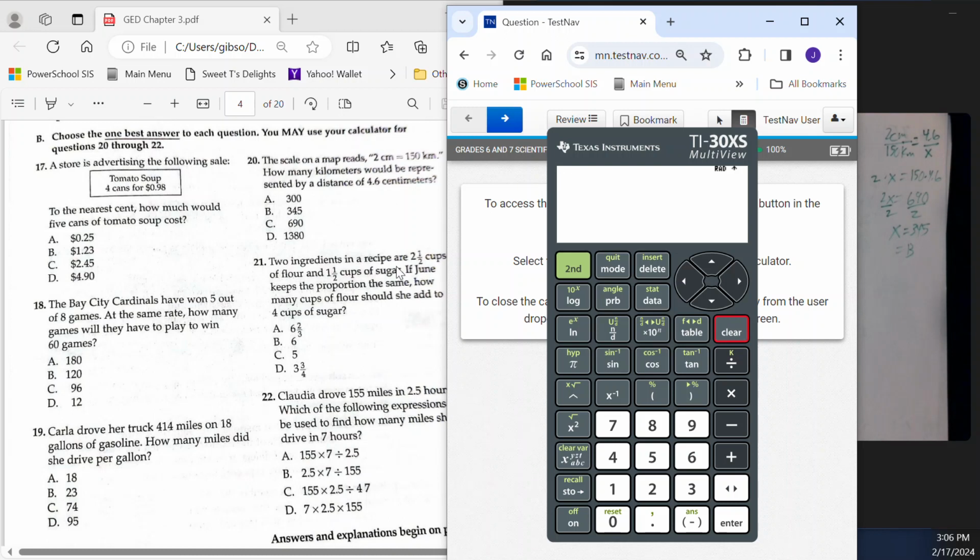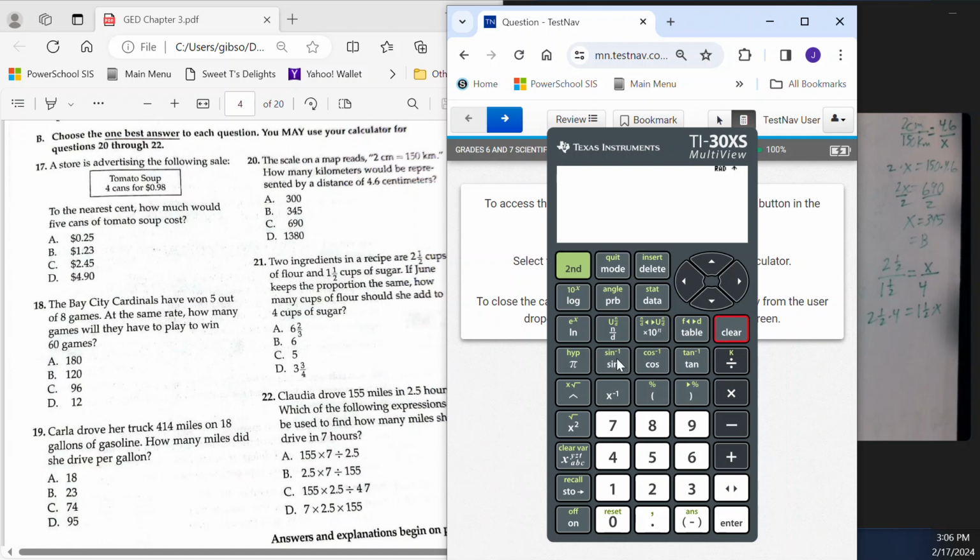So 2.5 cups is flour. So we'll do 2.5 cups. We know that's flour, all over 1.5 cups, which is sugar. So flour is at the top, sugar is at the bottom. Now they give us that we have 4 cups of sugar. So 4 would be at the bottom here, and then x would be at the top. So we're looking for the flour. So we multiply. 2.5 times 4 is equal to 1.5 times x.